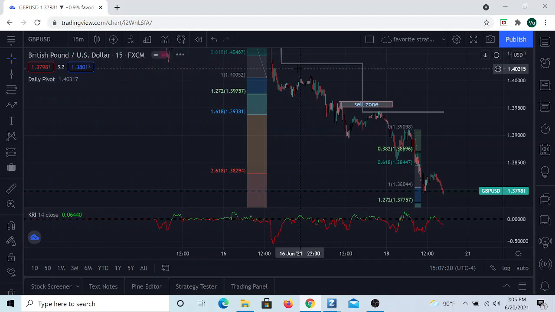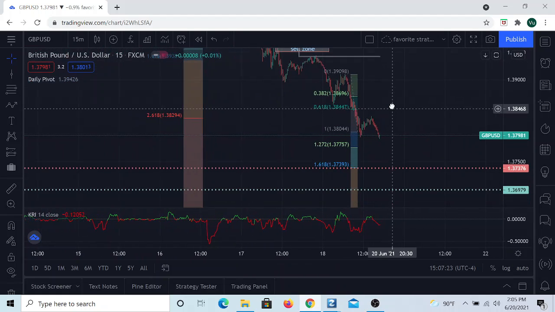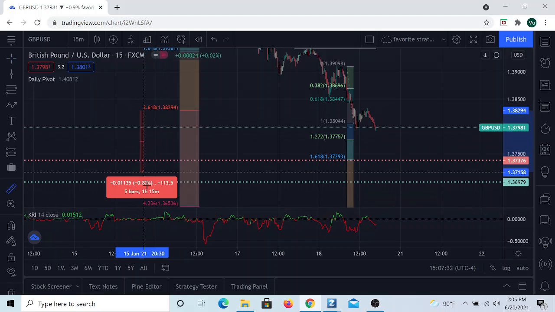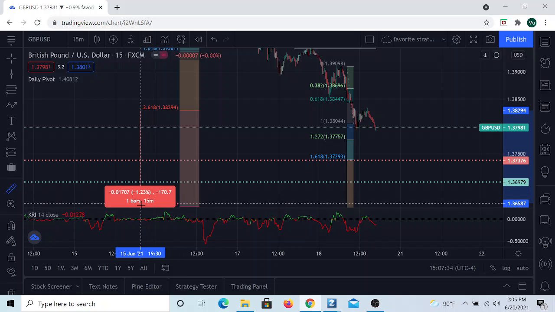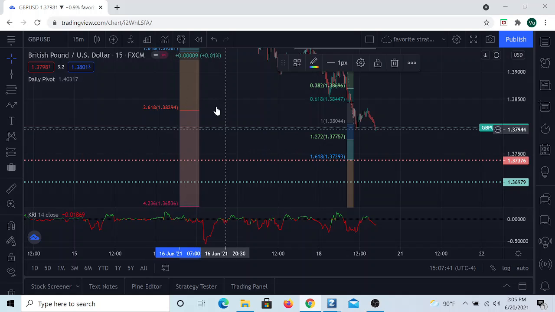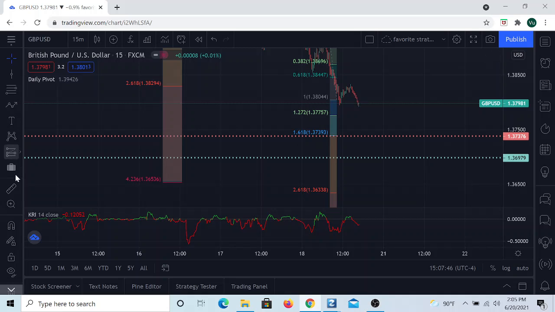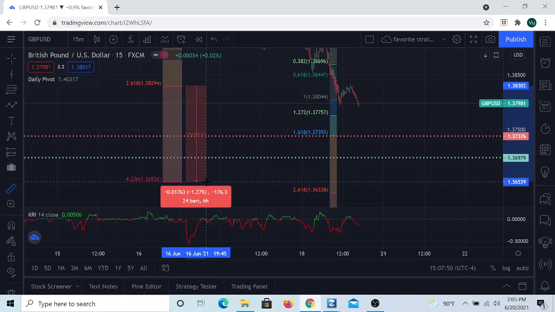Pound dollar is more interesting because the Bank of England is coming up, and it broke the 2.618. So the next target should be 4.236, which is the 3650. But before it gets there, as always, it has to hit the middle. Let me move the chart up here a little bit. So before it gets to the 3650, it should stop right here.